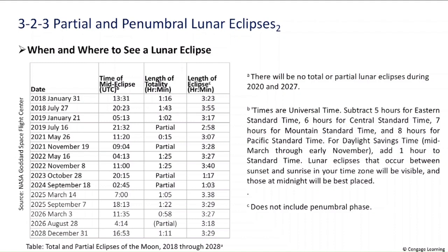Now we have seen how Earth casts its shadow on the moon. But what happens when the moon blocks the sun? Stay tuned. We are diving into solar eclipses in the next section.